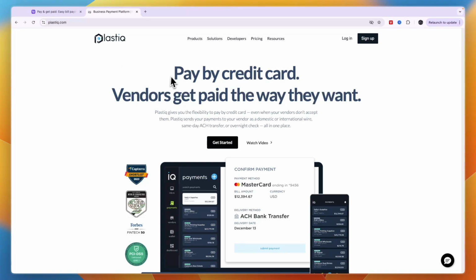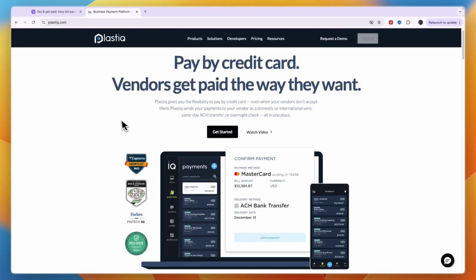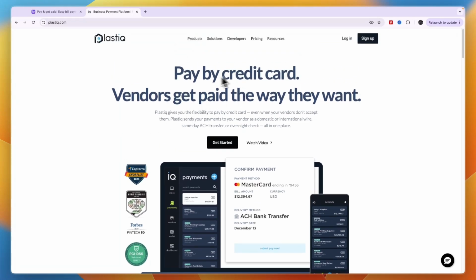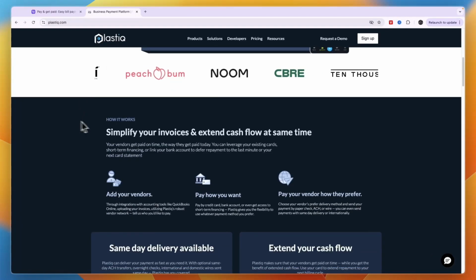Now on Plastiq you can see pay by credit card is their main headline, and that is what they focus on quite a lot. So you can see Plastiq gives you the flexibility to pay by credit card even when your vendors don't accept them. Plastiq sends your payments to your vendor as a domestic or international wire, same-day ACH transfer or overnight check, all in one place. So if you like paying with credit card, but many of your vendors don't actually accept credit card, then Plastiq could be very good for you.